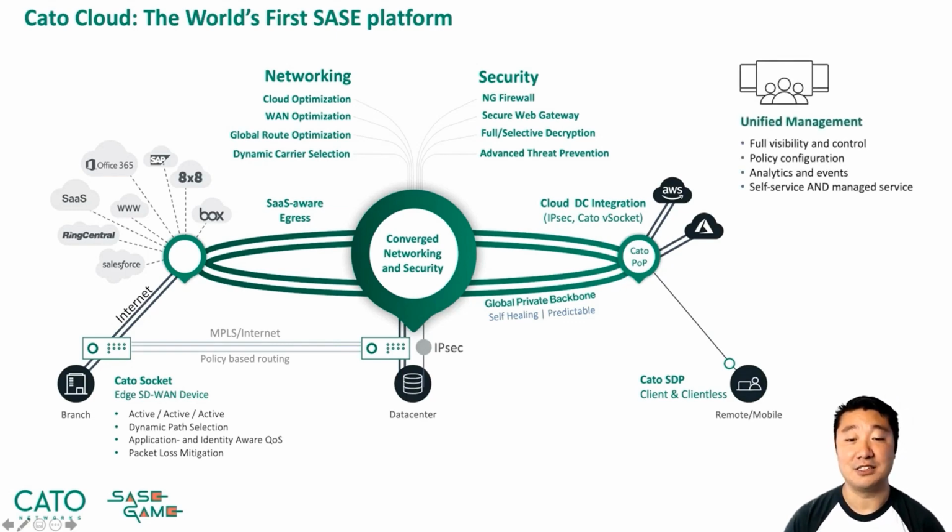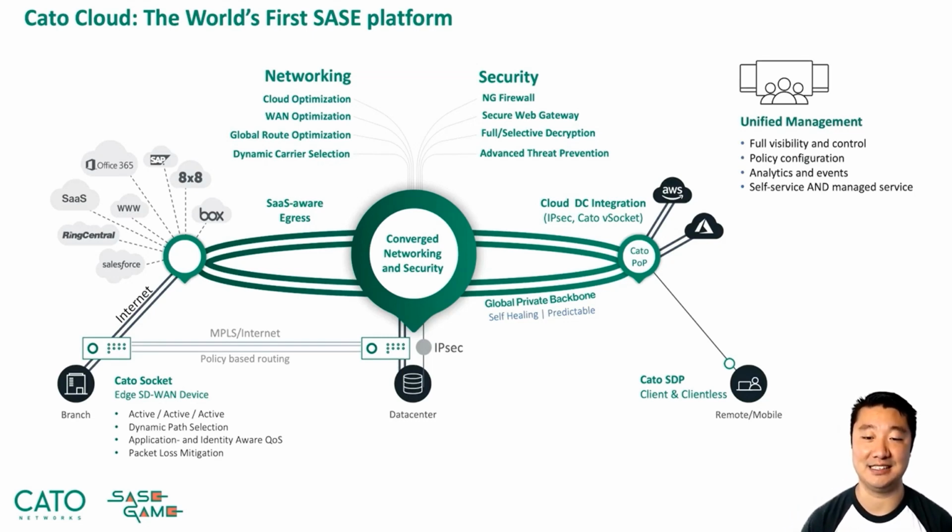Finally, Cato offers full visibility and control via a flexible management model. A self-service console is available for customers to configure all policies and access detailed analytics and events. Cato and its partners can deliver a fully managed service for customers who want it. The Cato Cloud is a future-proof network for the digital business. As needed, Cato can be gradually deployed across use cases while coexisting with your network and security infrastructure.